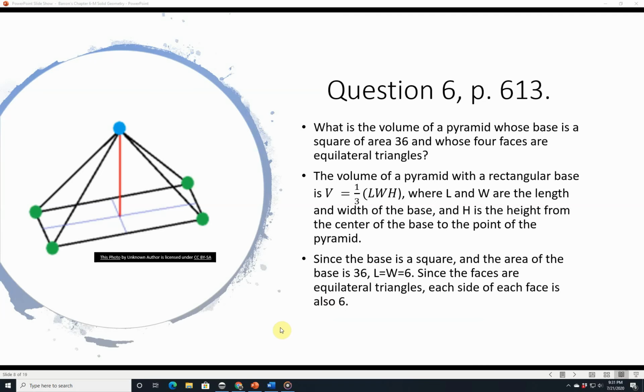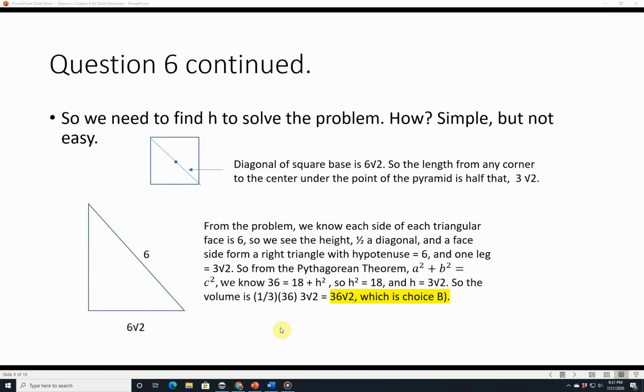Okay, anyway. So, question 6 continued. We need to find H to solve the problem. How? Well, it's simple, but it's not exactly easy. So let's pretend we're in drafting class, mechanical drawing, whatever you want to call it. We're going to look at this pyramid from a top view. So we can see the square base, we can see this point in the middle.